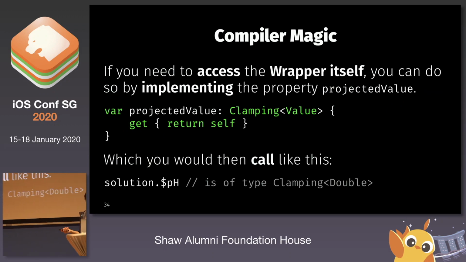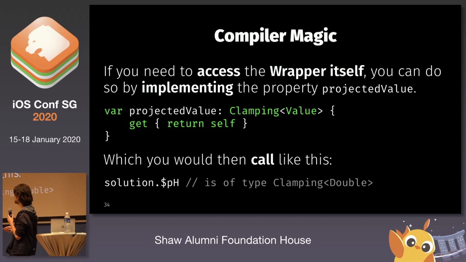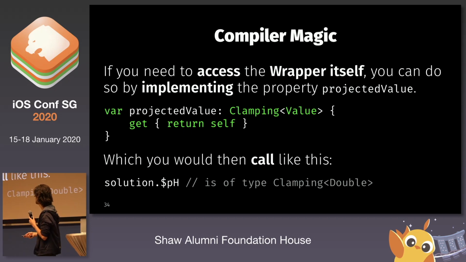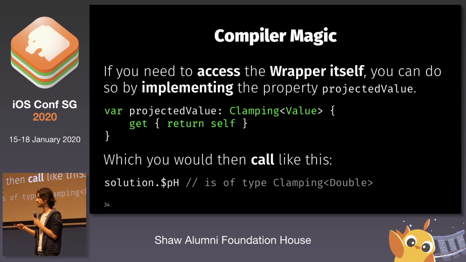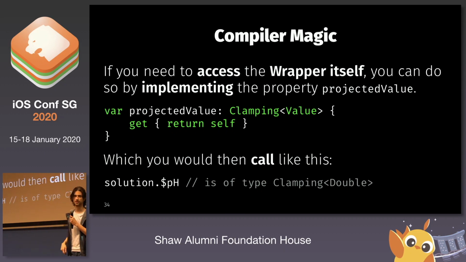And actually, there might be instances where you need to access the wrapper itself and not just the wrapped value. And you can also do it by implementing another property in your wrapper. This time it will be called projectedValue. Inside we are just returning self. And then if you want to access the wrapper itself, so the projected value, you just need to prefix the name of the variable with the $ sign. So if you do some SwiftUI, you might have already seen this notation.